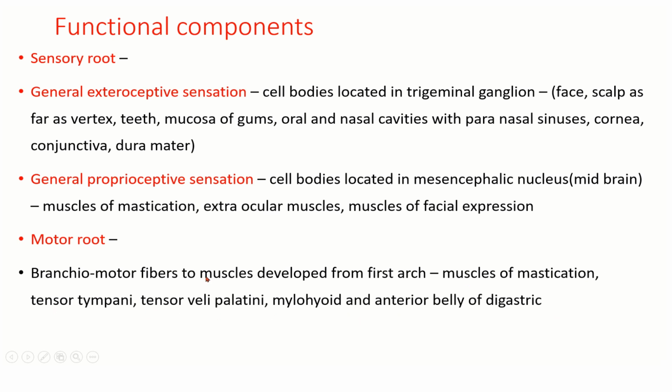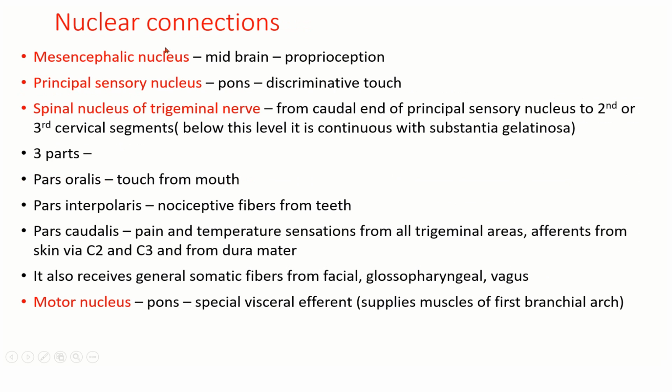to muscles developed from the first arch, namely the muscles of mastication, tensor tympani, tensor palati, mylohyoid and anterior belly of digastric. The nuclei related to the trigeminal nerve are the mesencephalic nucleus, located in the midbrain, concerned with proprioception; the principal sensory nucleus, located in the pons, concerned with discriminative touch; and the spinal nucleus of the trigeminal nerve, which extends from the caudal end of the principal sensory nucleus to the second or third cervical segments. Below this level, it is continuous with the substantia gelatinosa.